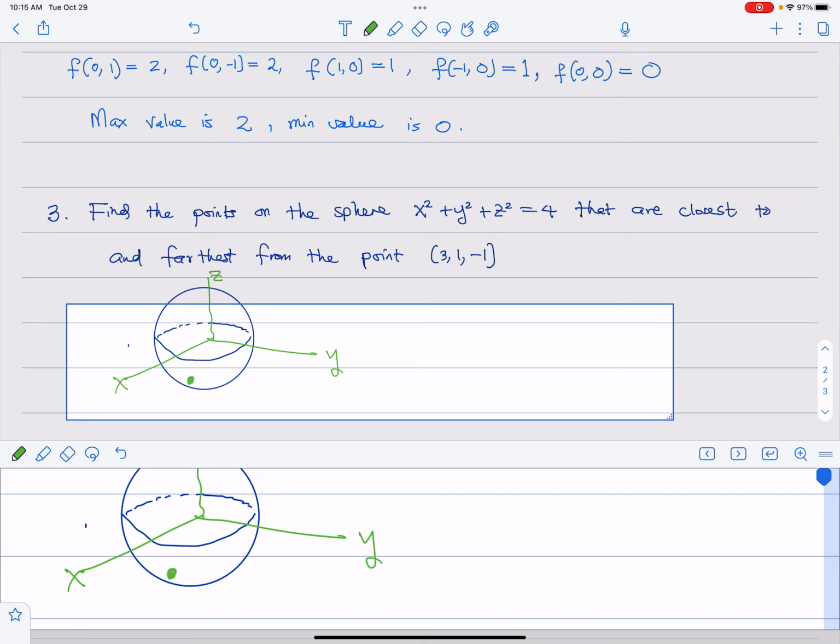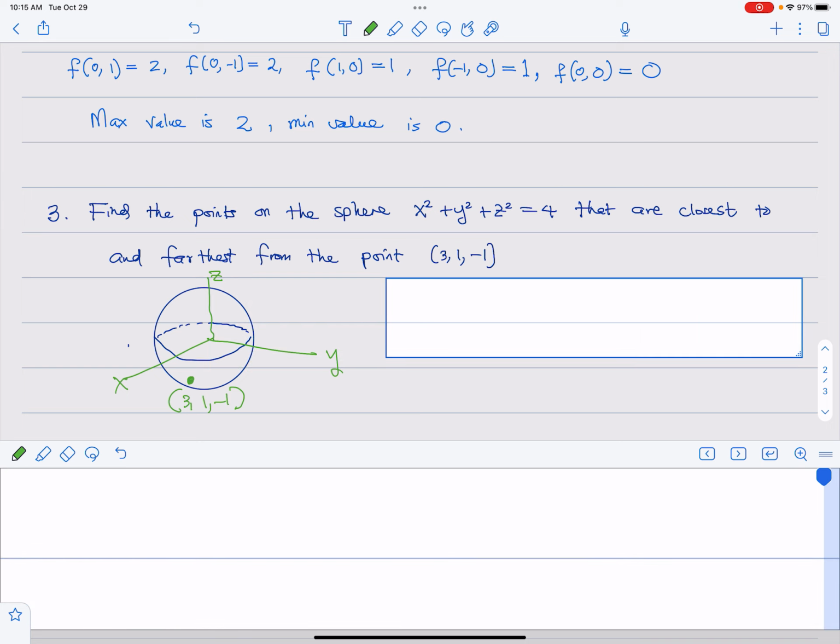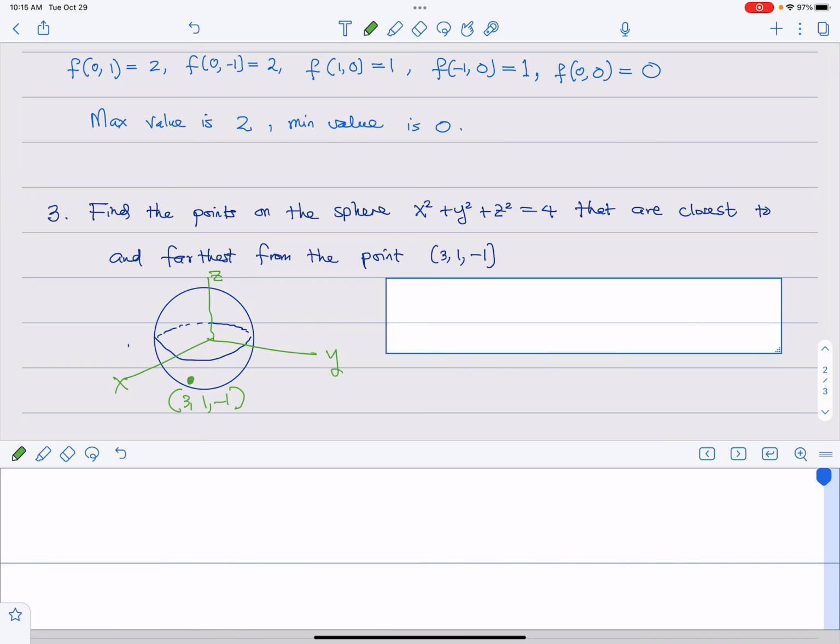We don't know if it's on the sphere. We're just going to assume it's not on the sphere, all right? We want the point on this sphere that is closest to 3, 1, -1, and we want the point that's farthest from 3, 1, -1, okay? So in order to do this, we first have to get a formula for the distance of any point on the sphere from this point 3, 1, -1.